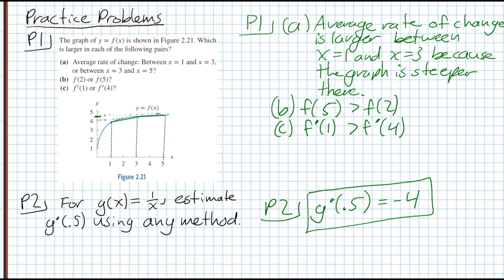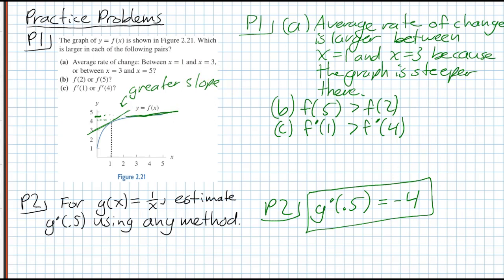But then f prime of 1 is the slope of the tangent line here. I'm just going to make this really ugly. That's the slope. That's f prime of 1, that slope. F prime of 4 is the slope over here. Well, the slope of the tangent line here, and you can tell that it's a little bit steeper at x equals 1 than it is at x equals 4.